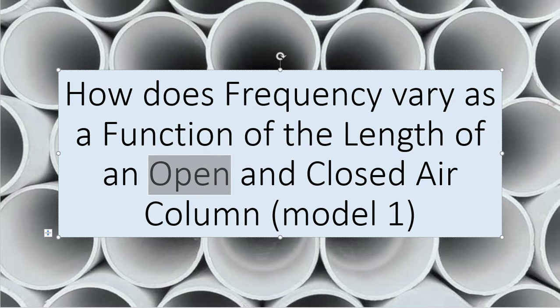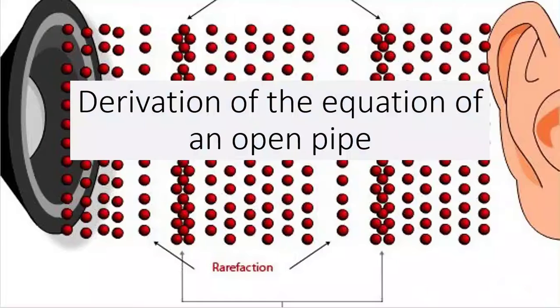Now again, this is our first model that we're going to deal with, so it's got its own limitations, and then we'll extend these to the two other models that we will encounter. We will also derive the equation for the frequency found in an open pipe with respect to the particular harmonic it experiences.